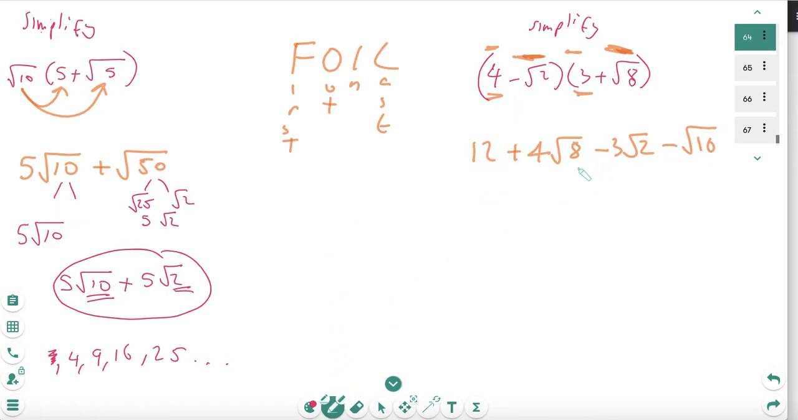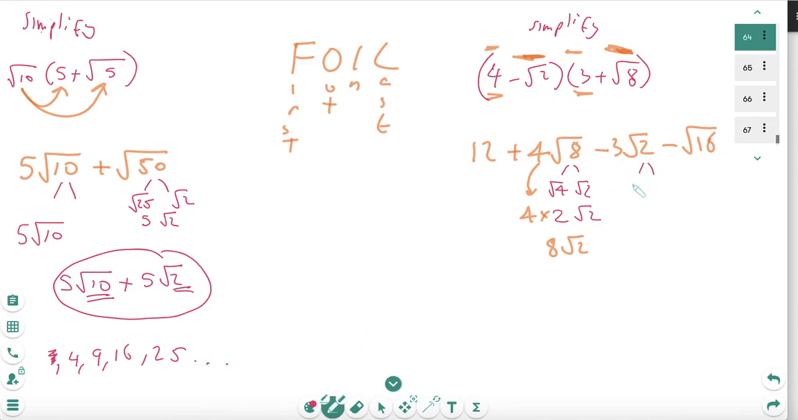Let's simplify this. Well, that's 12. Let's simplify 4 root 8. Root 4 and root 2. The square root of 4 is 2. Root 2 is just root 2. Don't forget your third wheel, guys. Bring that 4 down. Boom. 2 times 4 is 8 root 2. Good job.